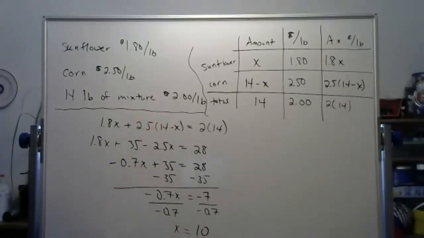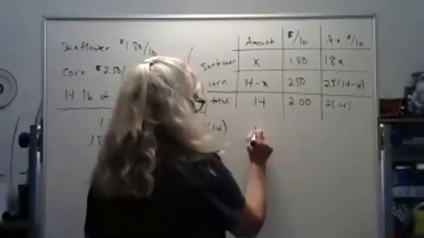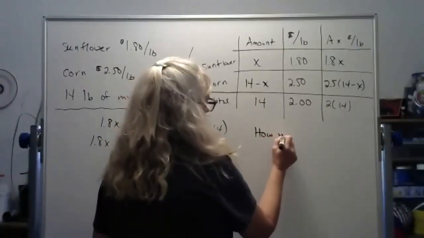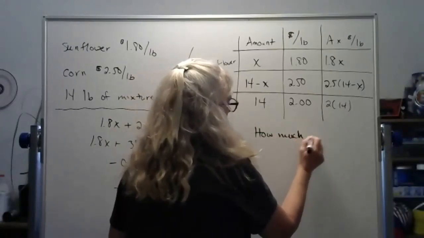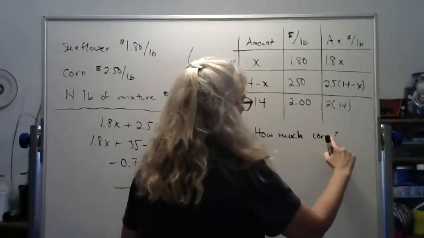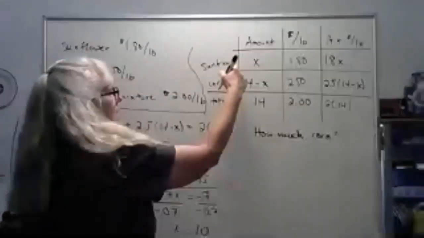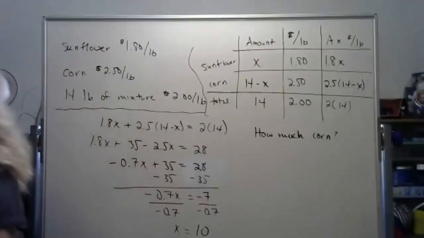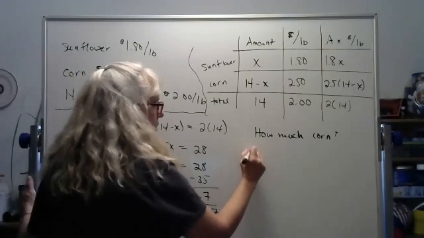But we need to make sure that we've answered the question. So the initial question asked for how many pounds of cracked corn. So how much corn do we need? Okay, well, the way we set this up, X is the sunflower seeds. So we know we need 10 pounds of sunflowers.